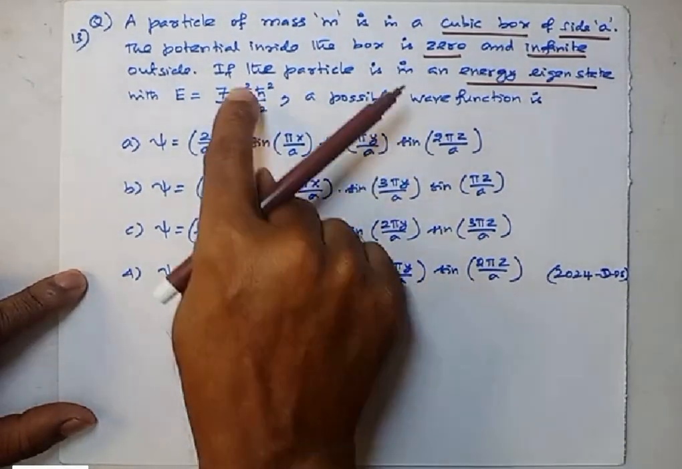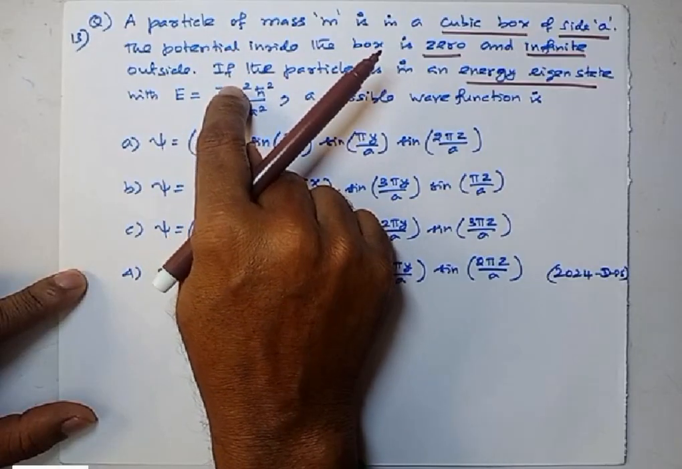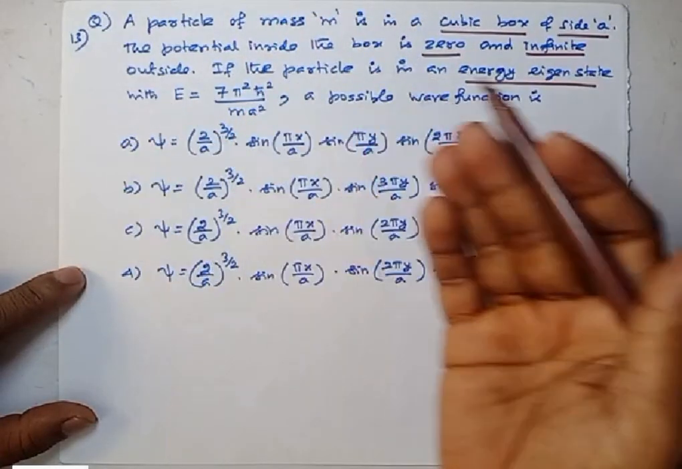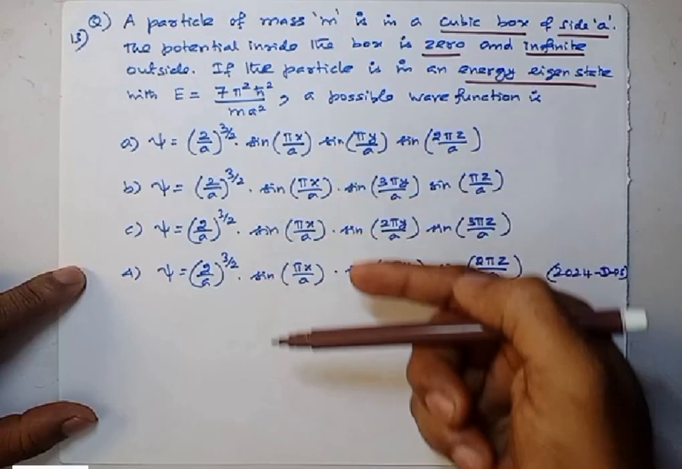Right. How to do that? See, the particle is in this energy level. You need to find out, for this energy level, what the possible wave functions are. And using that, you need to identify which one among these four options is correct.